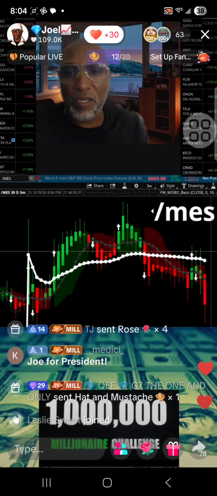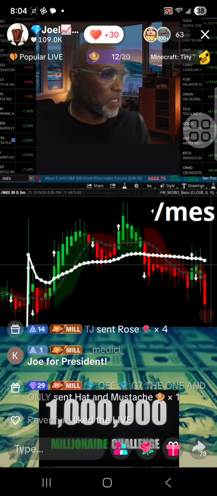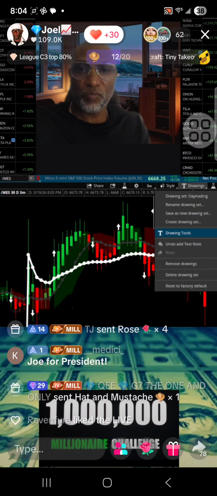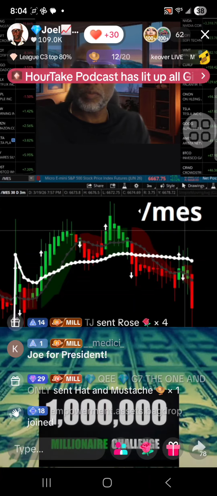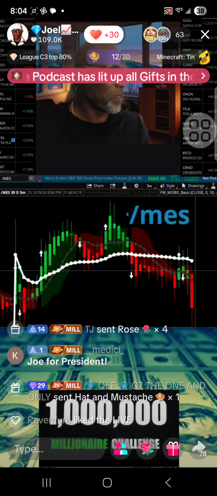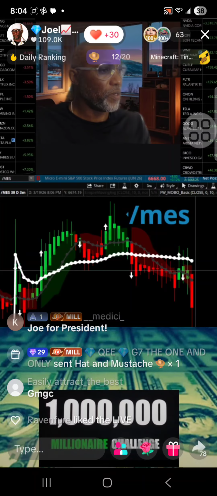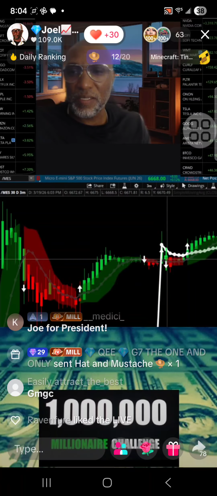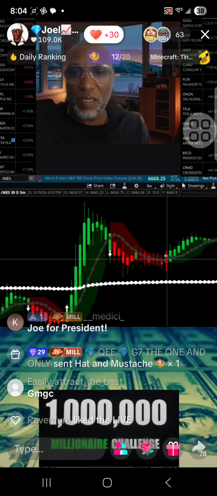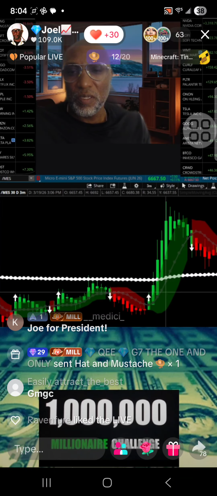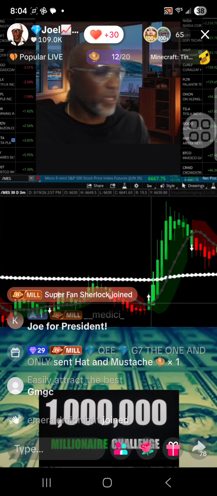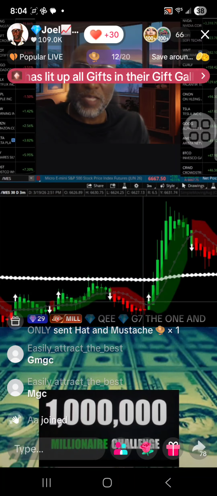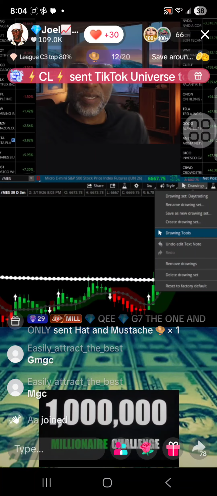What am I looking for? I'm looking for something that looks like, trying to see what you guys see. See if you see that. Okay, that looks better. All right, you guys are looking at the MES. We're looking for something that looks like this. You see how these candles right here have wicks on one side and they're green? That's what we're looking for.